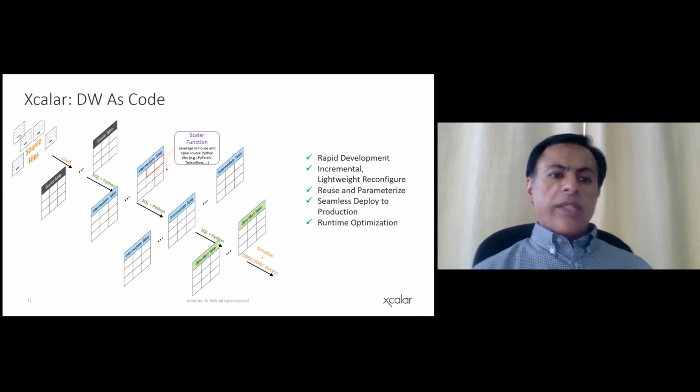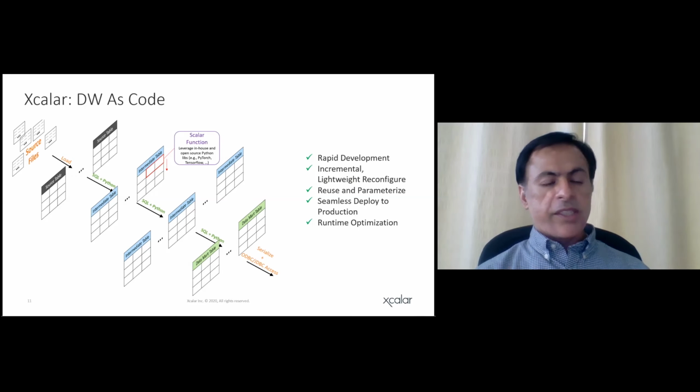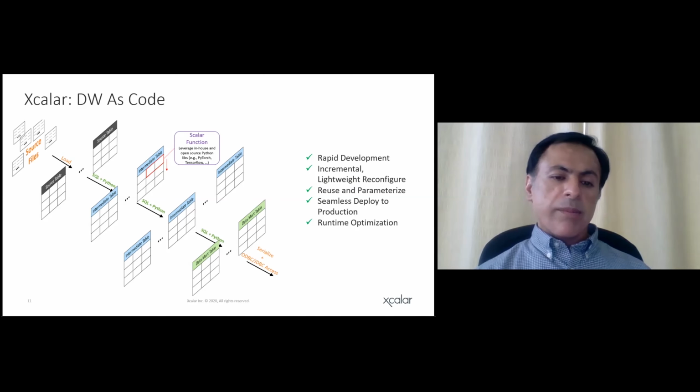So what does Scalar do differently? Scalar works directly off your data lake. We can read in files from the data lake. We can read in your, let's say, CSV files. We create tables in memory. This becomes a targeted abstraction for writing code against.